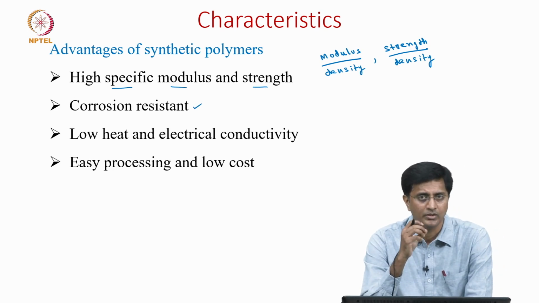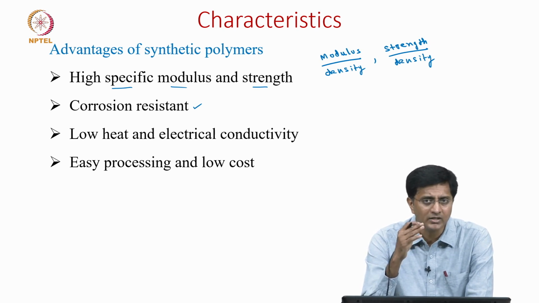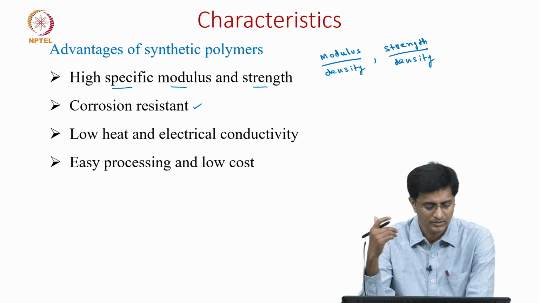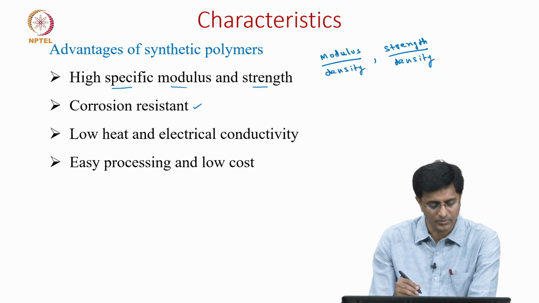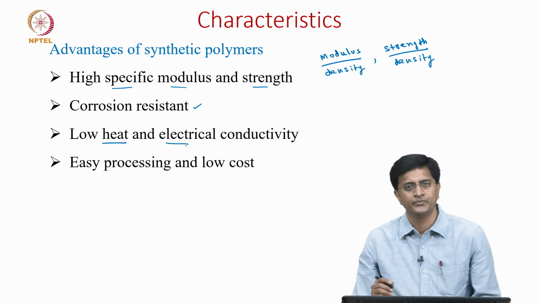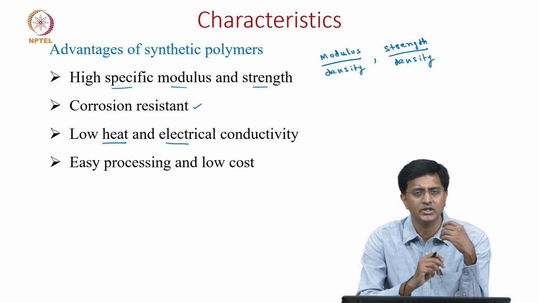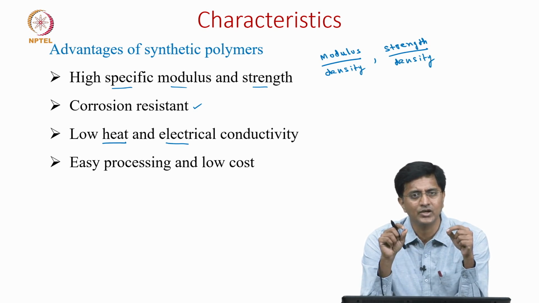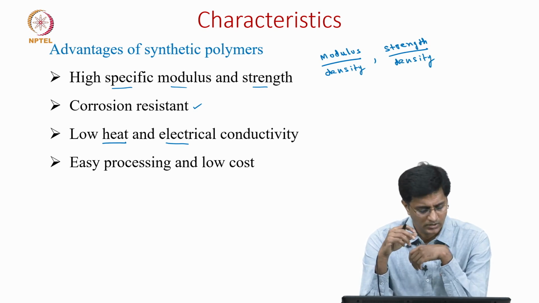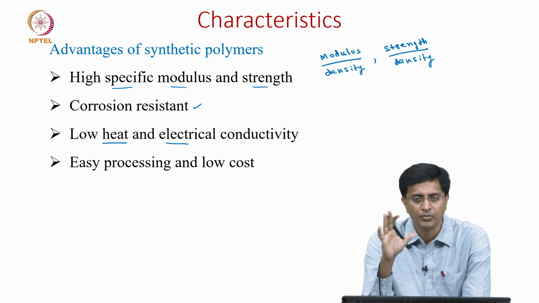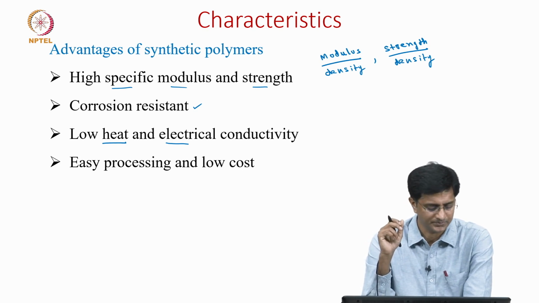Second is the corrosion resistance. Like metals, they do not corrode, but there is another form of corrosion which we call degradation in polymers, but usually it takes a long time for a polymer to degrade. So, that is one other advantage of polymers. They also have low heat conductivity and low electrical conductivity. So, this is the reason why we use polymers in most applications, such as in wires. So, electrical wires have a lining of these polymers because of the low electrical conductivity. But we also use polymers where we need to protect from heat conductivity as well.